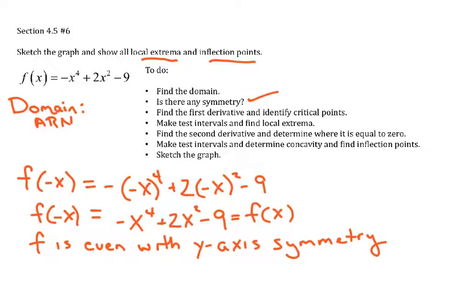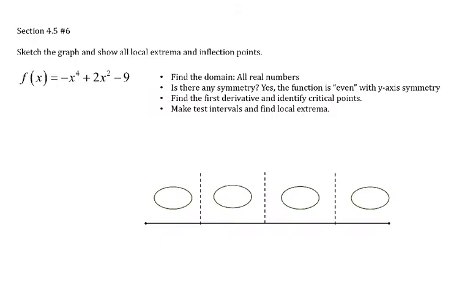Okay, so let's now find the first derivative and determine where the extreme values are. And notice that this is a fourth degree polynomial with a negative leading coefficient. So my end behavior is down on the left and down on the right.